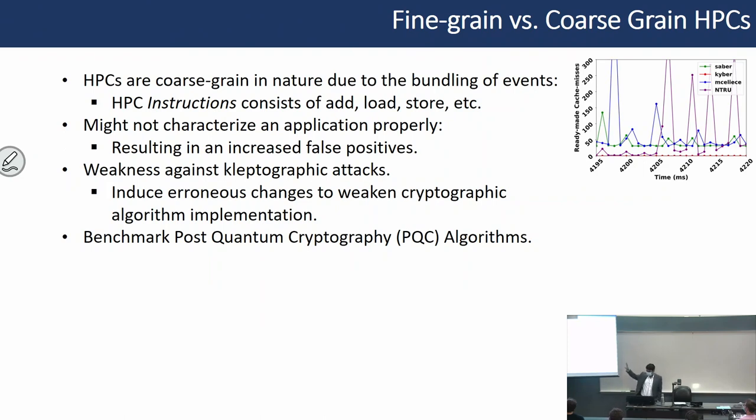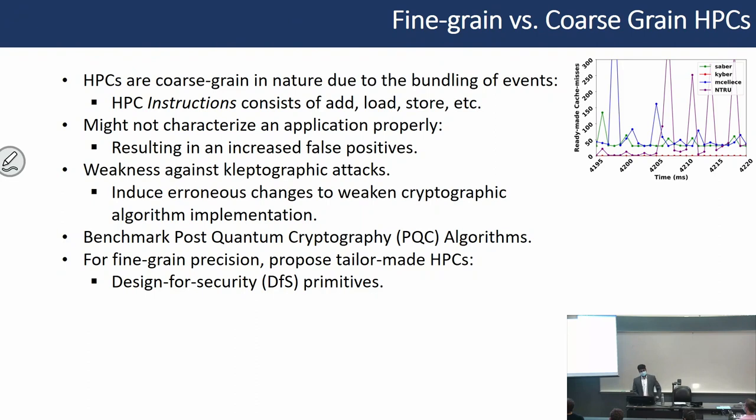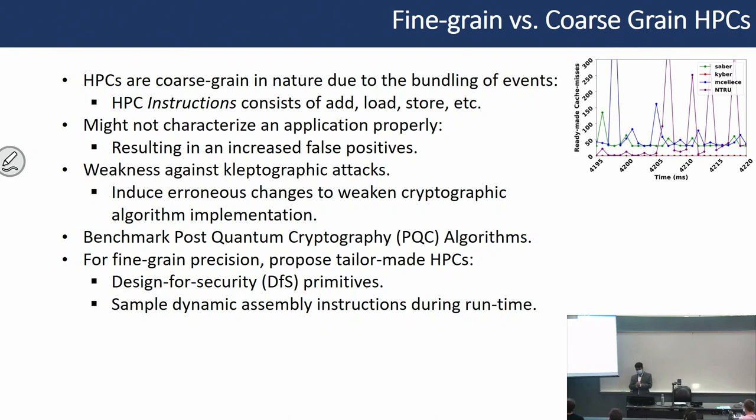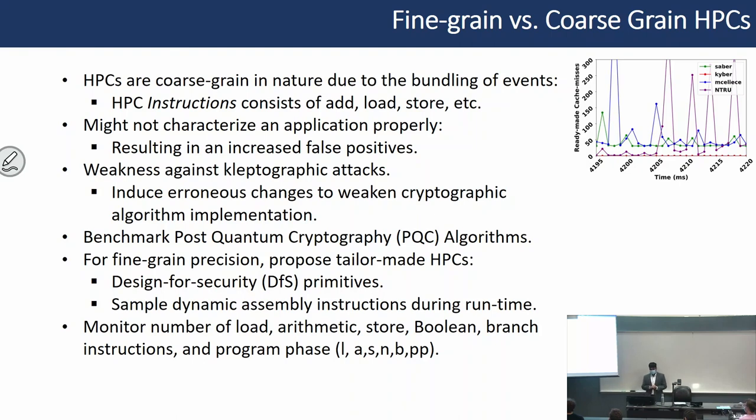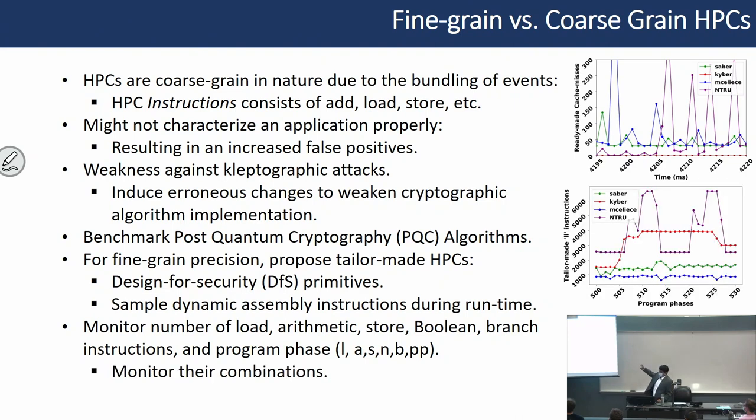And as you can clearly see, for the ready-made HPCs, it's very difficult to identify them, right? They're all bundled up, each over the other. So for fine-grained precision, we propose tailor-made HPCs, which are again designed for security primitives, similar to the custom-made HPCs. The difference is we're sampling dynamic assembly instructions instead of static assembly as we were doing in the power grids. So we monitored several instruction types like load, arithmetic, store, Boolean, branch, and also the program phase, as well as their combinations. If you monitor the load followed by load HPC, you can clearly identify each of these post-quantum cryptography algorithms, right? The variation is very discrete. There's very little overlap between them.